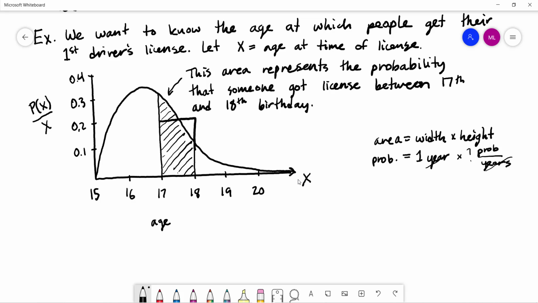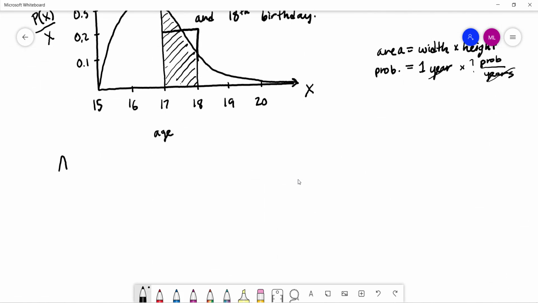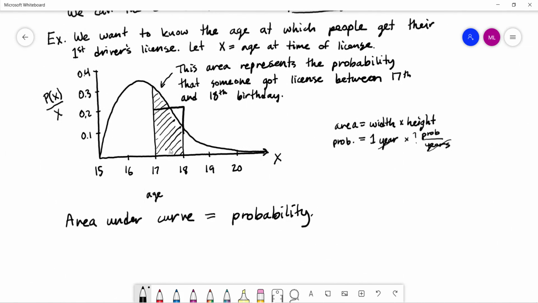Okay, so this is the most important idea. Area under the curve is equal to probability. This is the most important takeaway from this entire section. We're going to be using this concept for the rest of the semester. The area under one of these probability density function curves corresponds to probability.